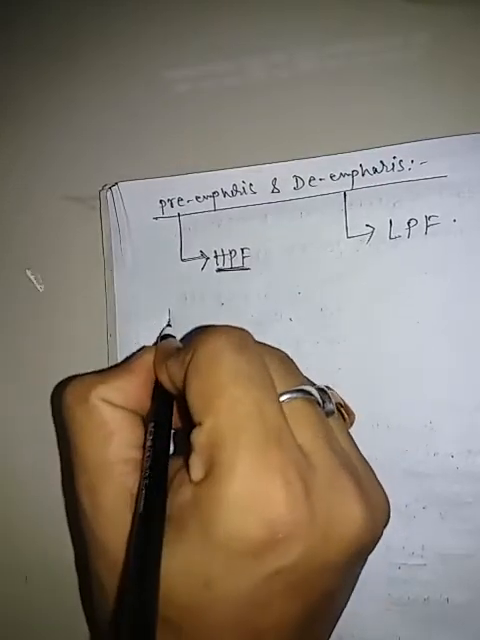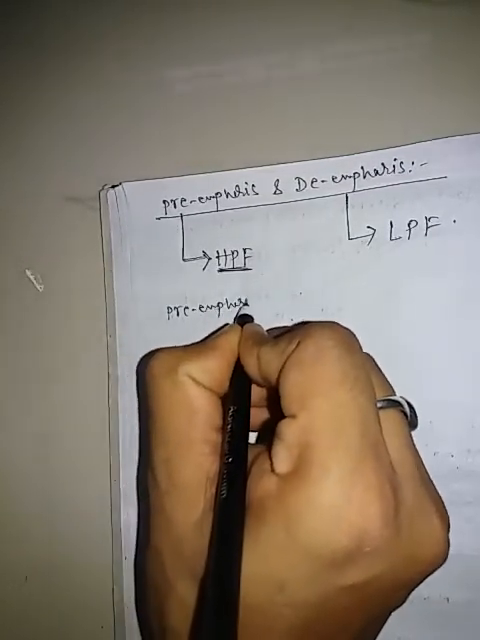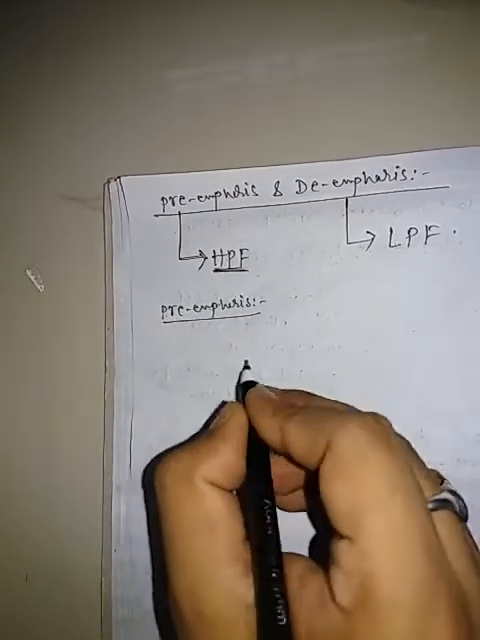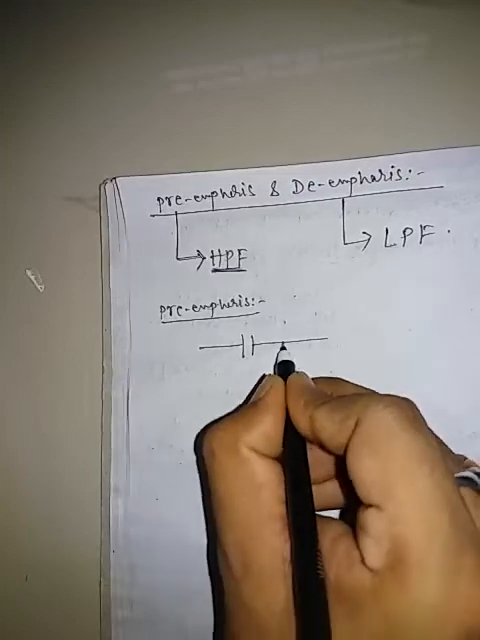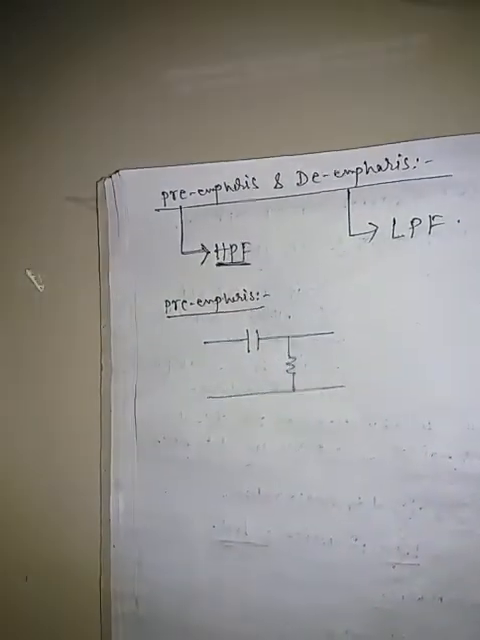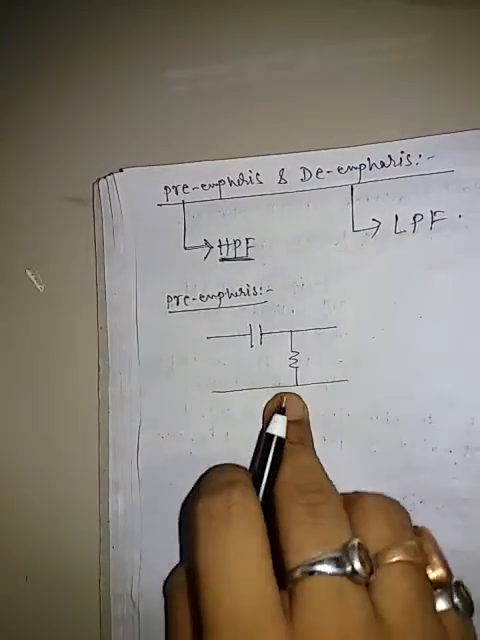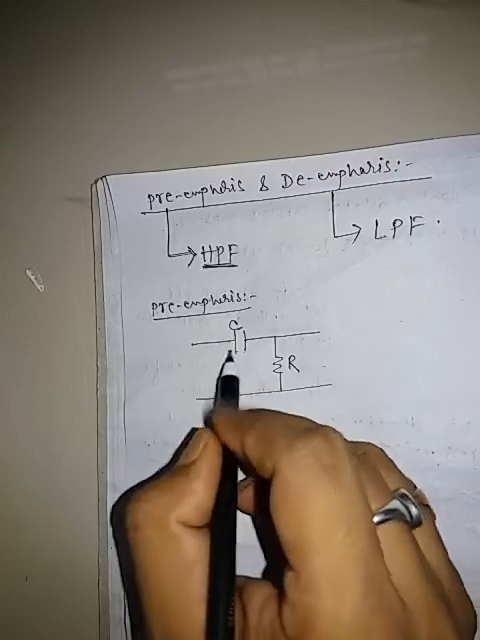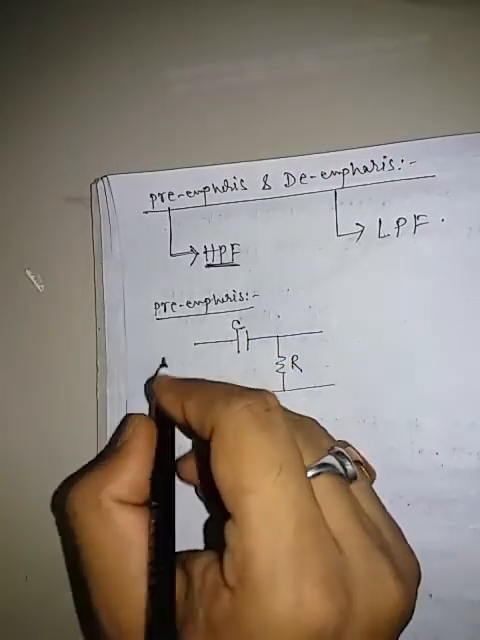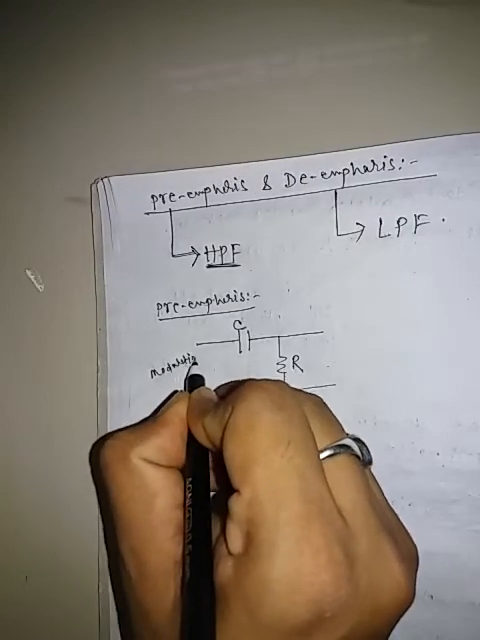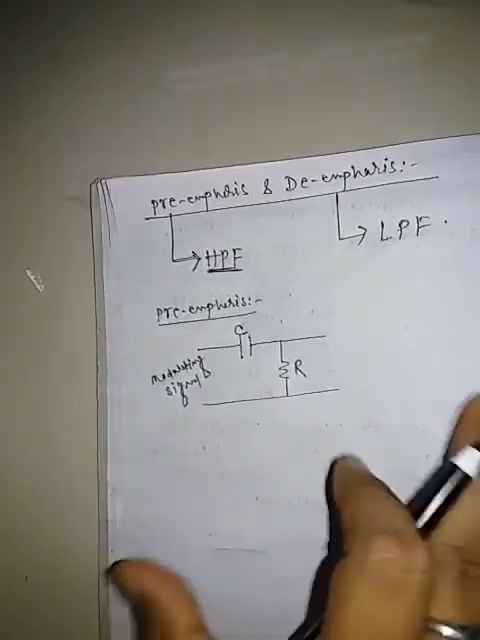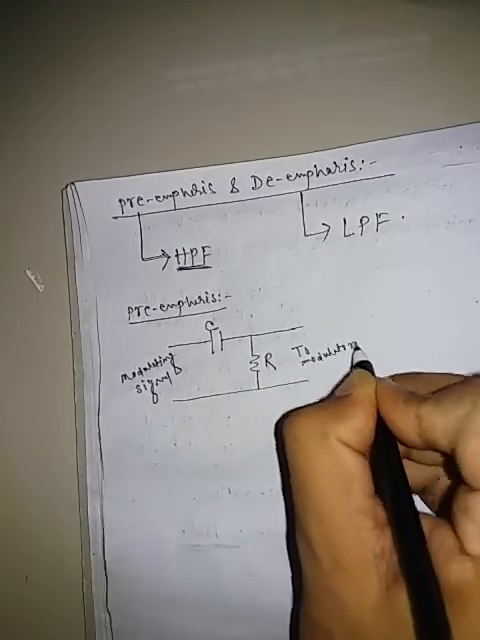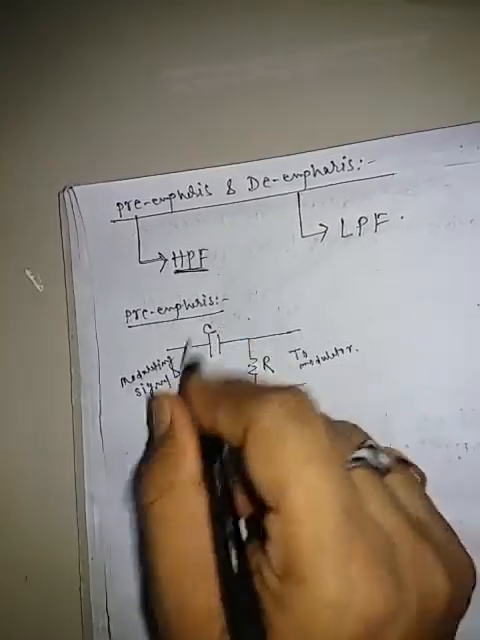So the circuit diagram of pre-emphasis. This is the high pass filter. You know the circuit of a high pass filter. When the capacitor is in series and the resistance is in parallel, it is called a high pass filter. This is the design of a high pass filter. This is the modulating signal, and the output goes to the modulator, before modulation. This is the pre-emphasis circuit.